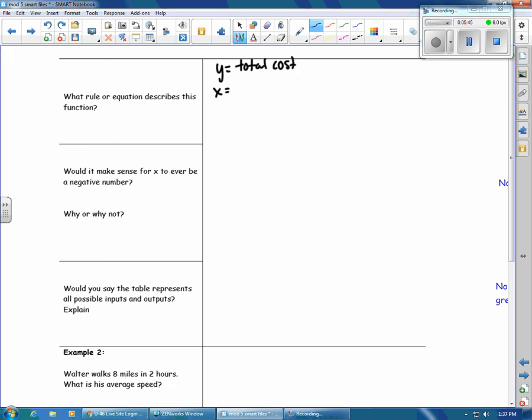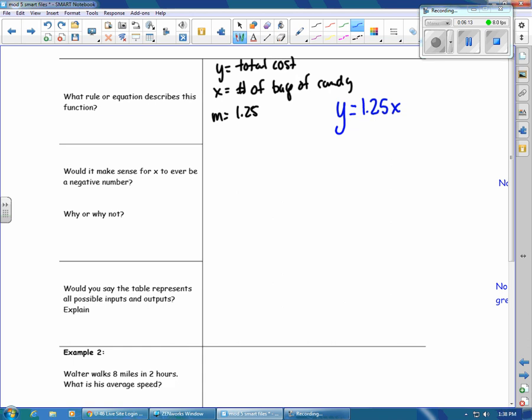X is the number of bags of candy. Our rate of change, or our slope, is 1.25. So putting this into slope-intercept form should be easy. Y equals 1.25x. I could say plus 0, but I don't have to.